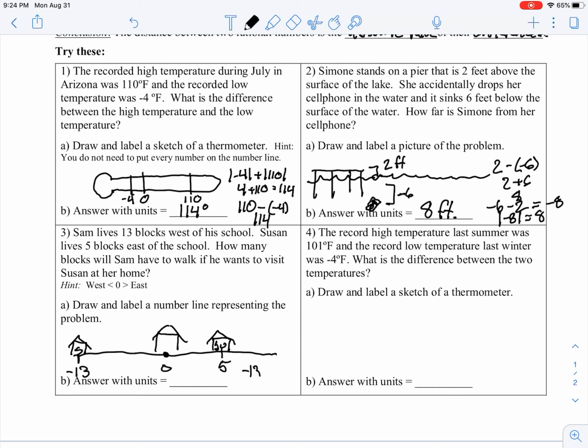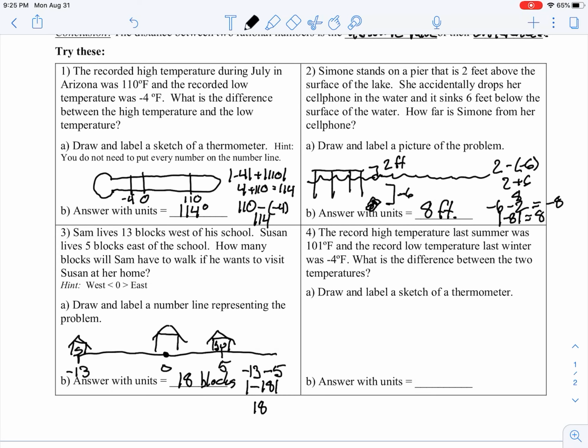So I'm going to take my -13 and difference, so we're going to subtract 5, and we get -18. But remember, distance is always positive, so what we're going to do is take the absolute value of this distance, which is 18. So how far away would Sam have to walk if he wants to visit Susan? He would have to walk 18 blocks to get to Susan's house. So as we can see from my drawings, they don't necessarily need to be great. We just need to be able to visualize the information that we need to.